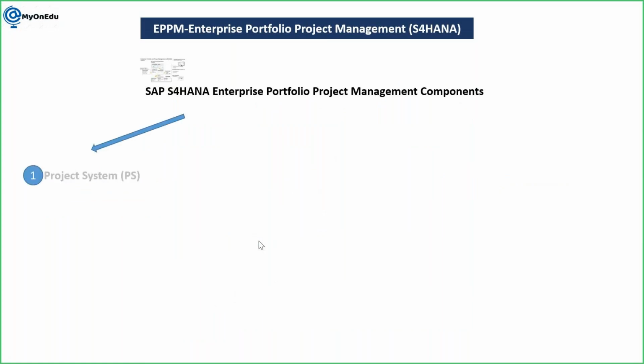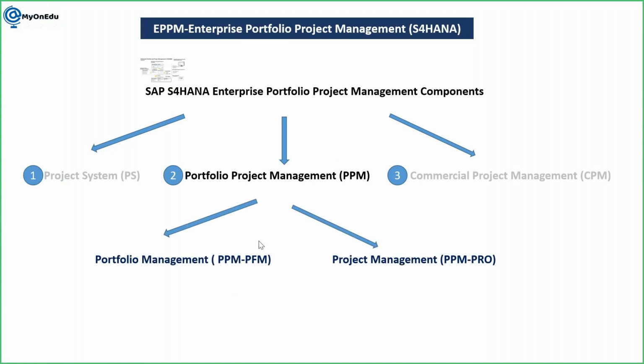Here in SAP EPPM, we are going to focus on portfolio and project management, which has two components. One is PPM PFM and another is PPM PRO. PPM PFM is for portfolio management, and PPM PRO is for project management. When you are going to implement SAP PPM, you need to take care of these modules separately. In PPM, you need to understand the activation of components for PPM PFM and PPM PRO. Similarly, in CPM we have business functions, based on which we can activate different functionality, like workspace, financial planning, and issue and change management. Mainly in PPM, we are going to focus on these two components.